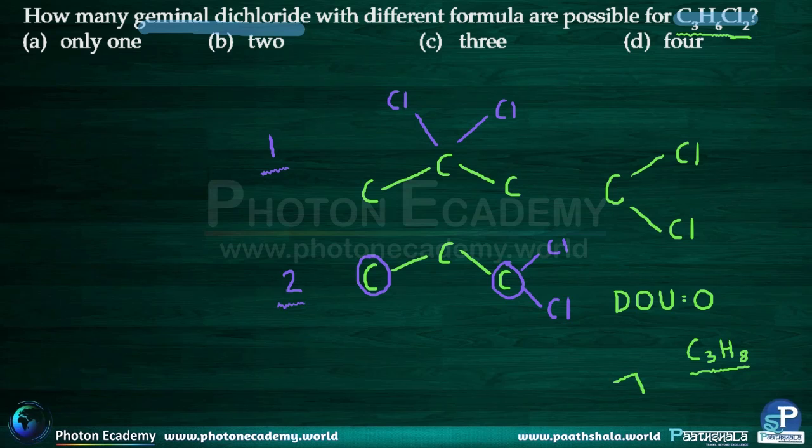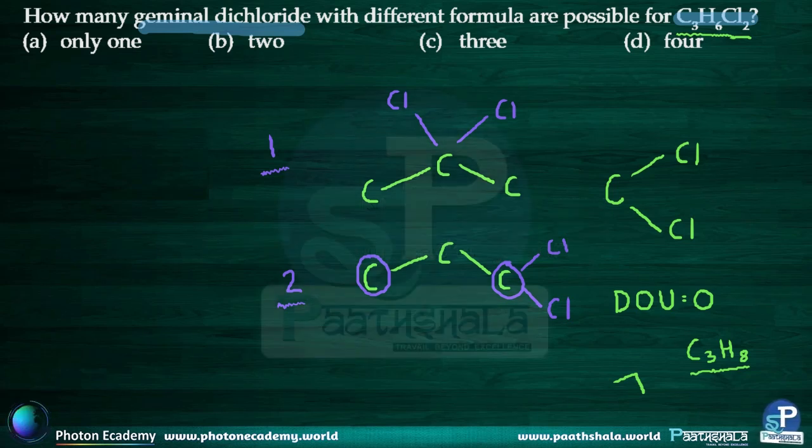There are no other alternatives. Thus after this analysis, we can safely say that 2 of the geminal dichlorides are possible with formula C3H6Cl2. Thus the appropriate answer is option B.